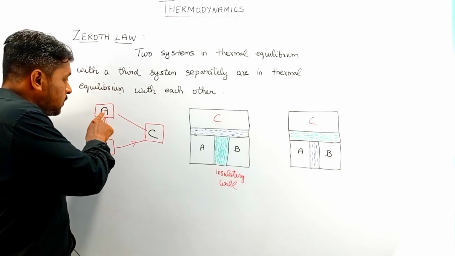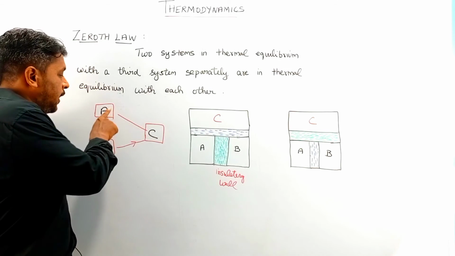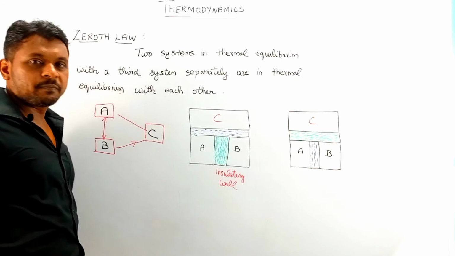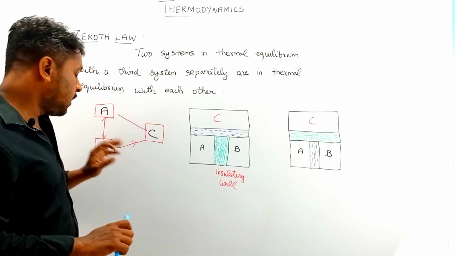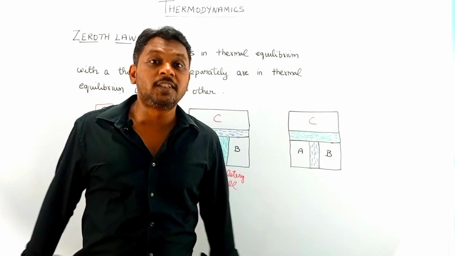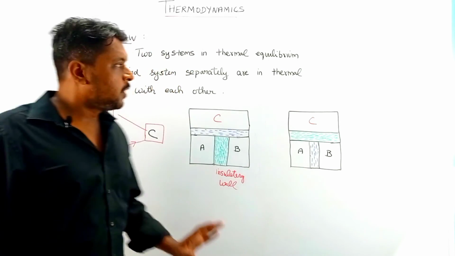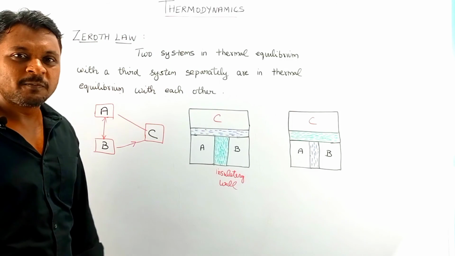See that A reaches equilibrium with C and C reaches equilibrium with B, so automatically A is in equilibrium with B. Okay, so the exact temperature of A is indicated in the mercury level. So this is the example demonstration of the zeroth law of thermodynamics. Okay, so this is the explanation of the zeroth law with an example. Okay, thank you.